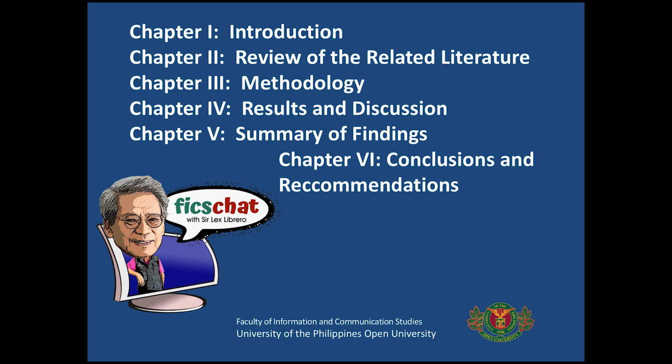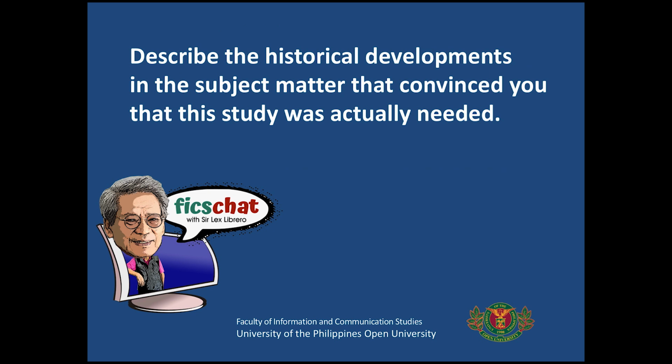Many authors and experts insist that you need some interesting ways to begin presenting your research problem in chapter 1. You may already know this, but let's have a look at them again. First, describe the historical developments in the subject matter that convinced you that this study was actually needed. Through this discussion, you try to convince your reader that the developments in the field are enough reason to be convinced that there is need to do the research as you propose.